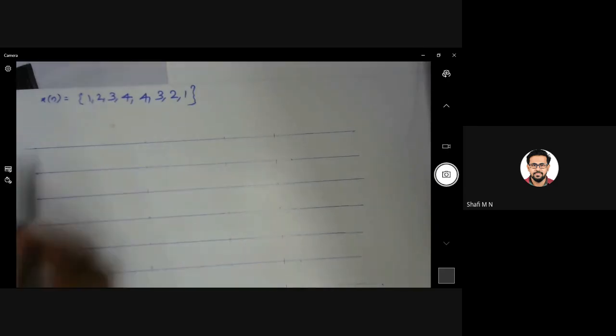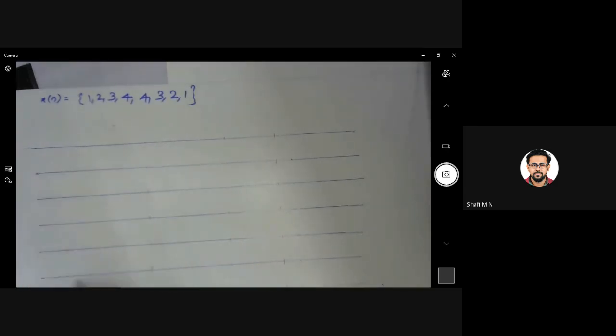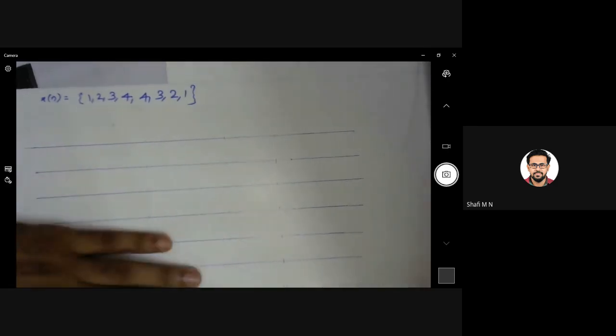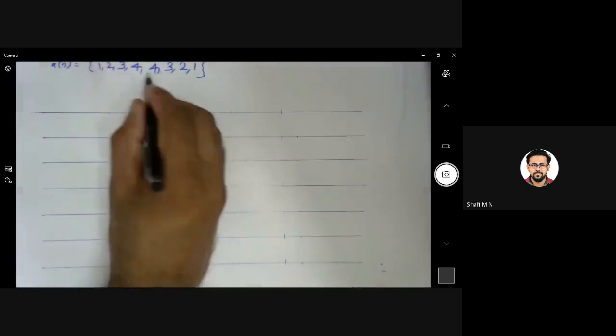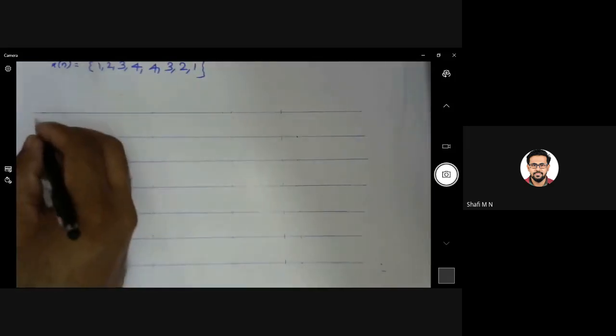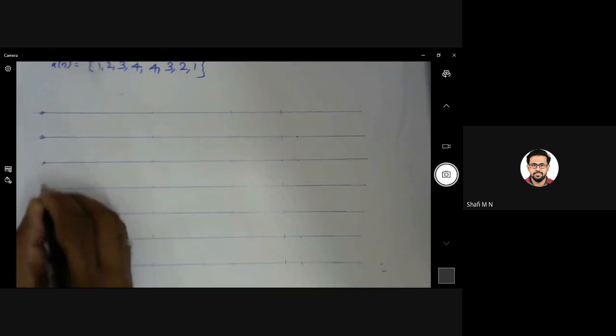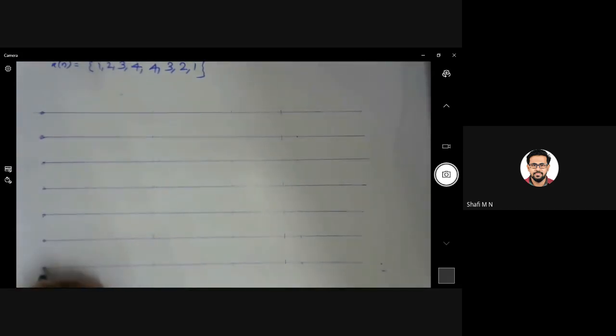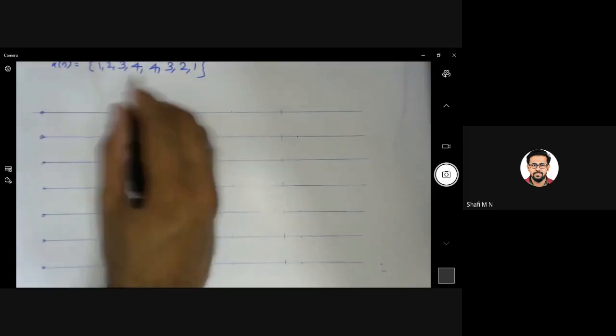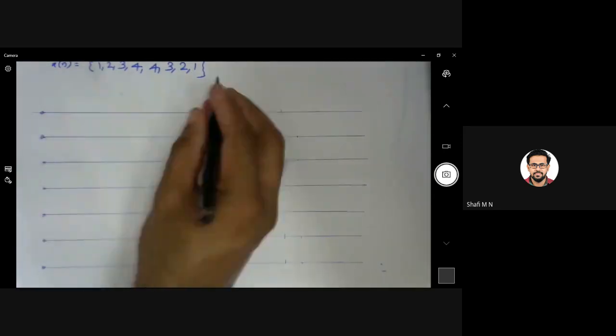So I have drawn 8 lines, 1 2 3 4 5 6 7 8. Let me start. So this is the sequence 1 2 3 4 4 3 2 1. The input is in natural order, right? That means first you have to write x of 0, x of 1, x of 2, x of 3, likewise up to x of 7. So you can write the sequence in order. That is the first advantage of this FFT, no bit reversal needed. So let me write that: 1 2 3 4 and 4.